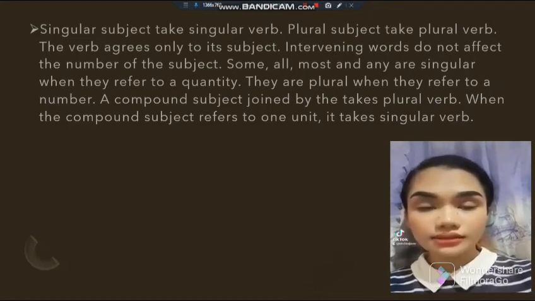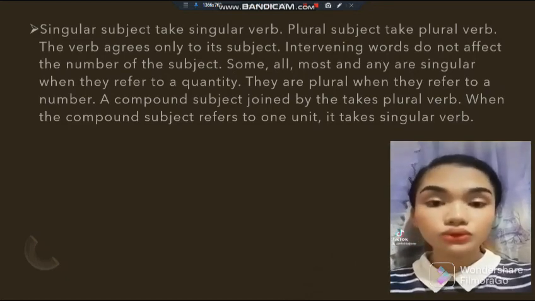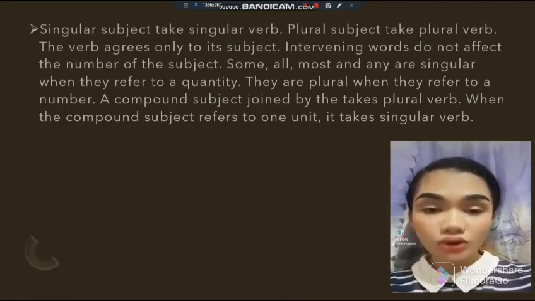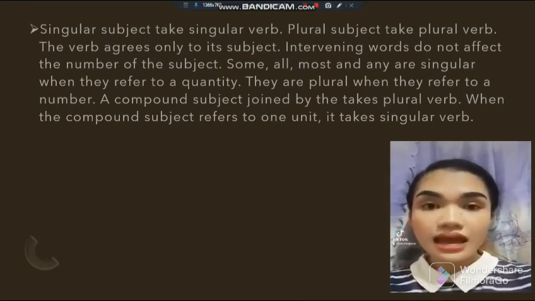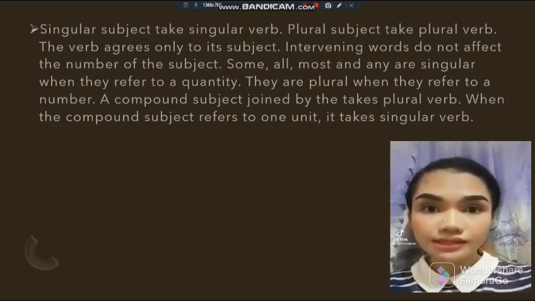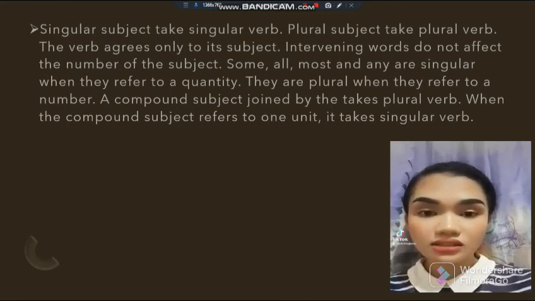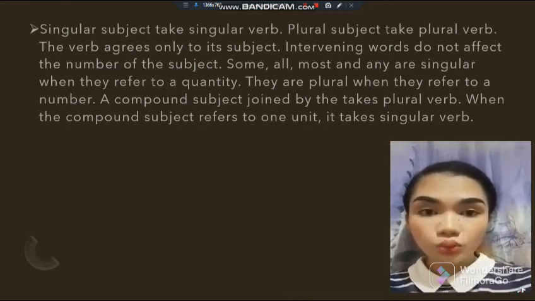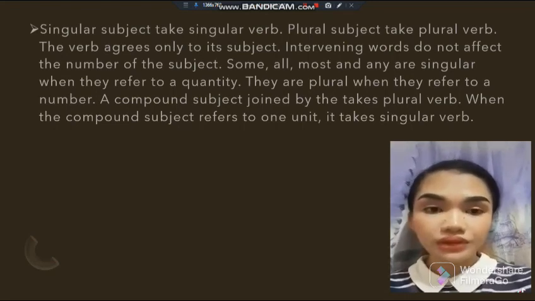Singular subject takes singular verb. Plural subject takes plural verb. And the verb agrees only with its subject. Intervening words do not affect the number of the subject. Some, all, most, and any are singular when they refer to a quantity. They are plural when they refer to a number.